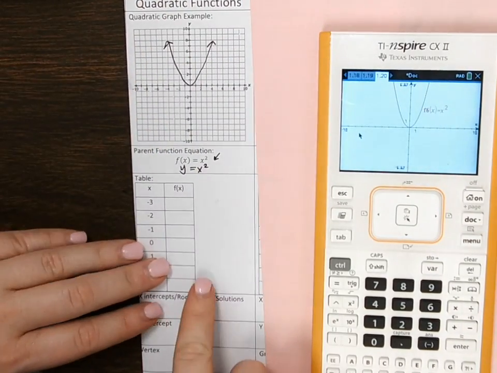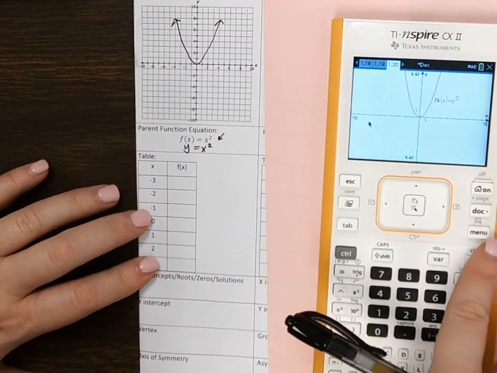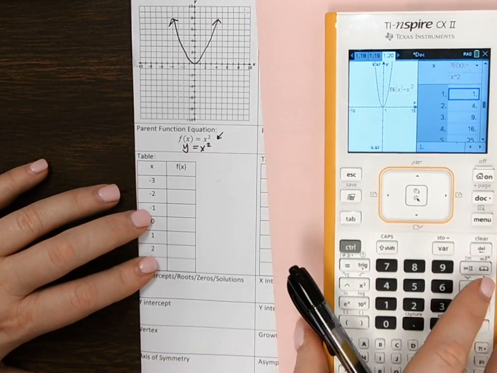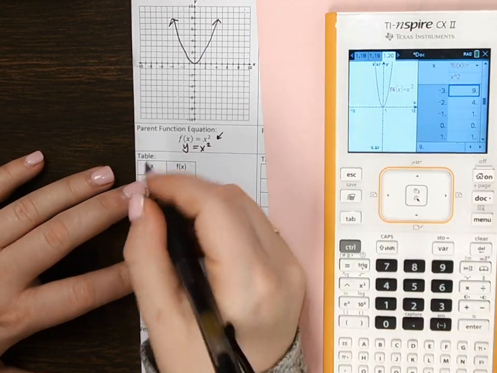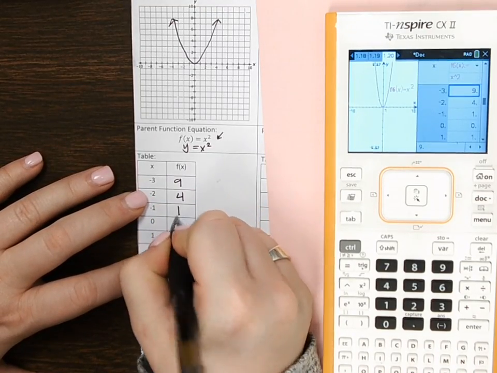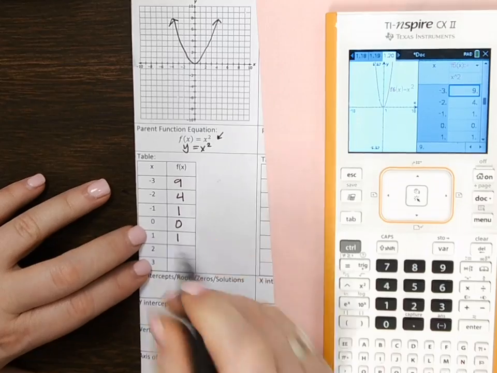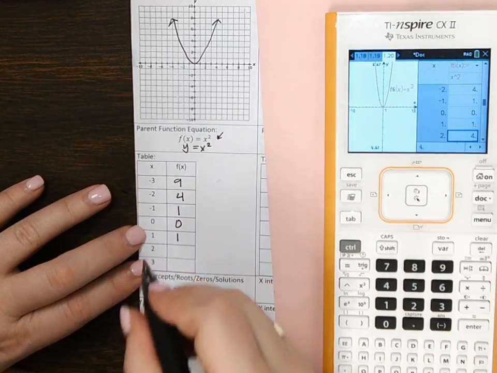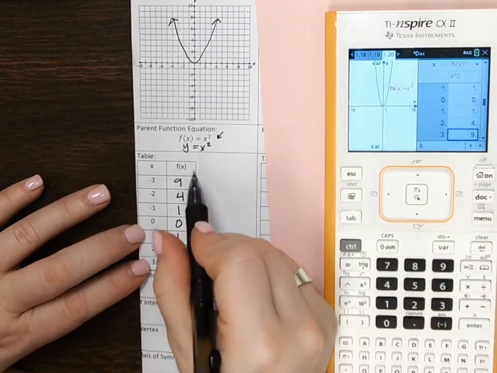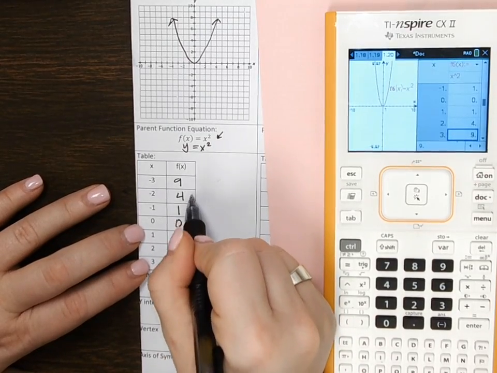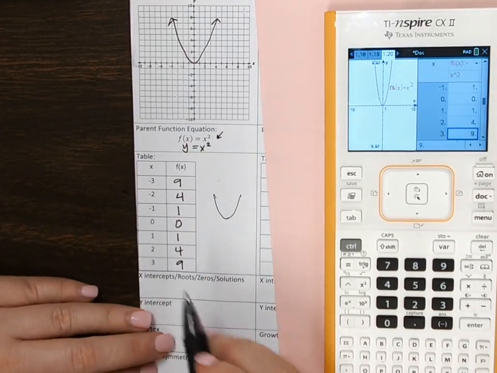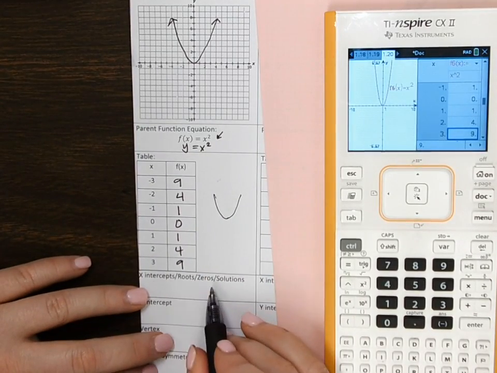Okay, from there, the next thing I need to do is fill out the table. So again, we're going to use menu 7, 1 to fill that out. We're going to click up. At -3, we're at 9, 4, 1, 0, 1, 4, and 9. And as you can see there, it goes positive, it decreases, and then it starts to increase again, which gives us that shape. Okay? The next question is asking for x-intercepts, roots, zeros, and solutions.